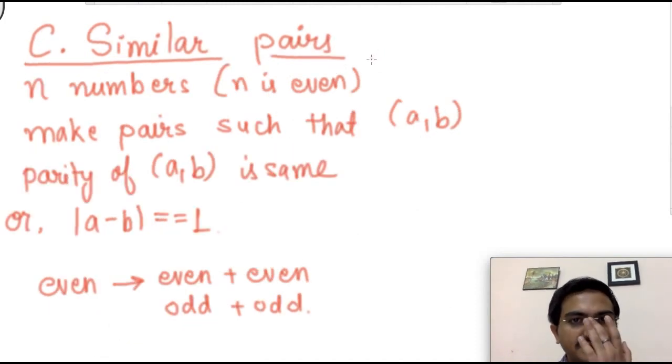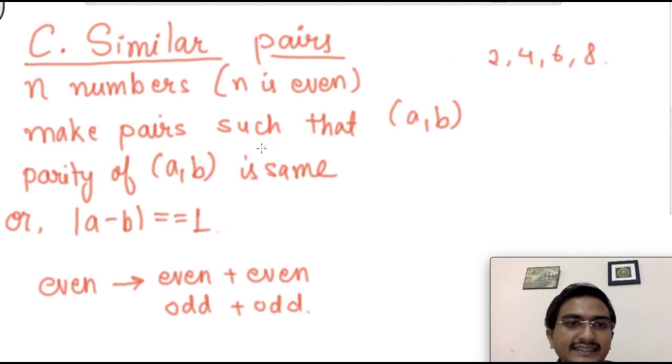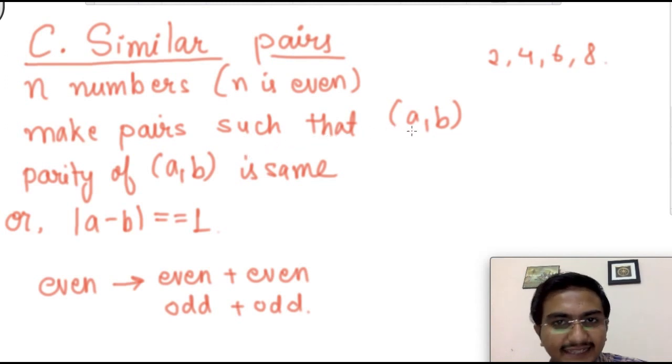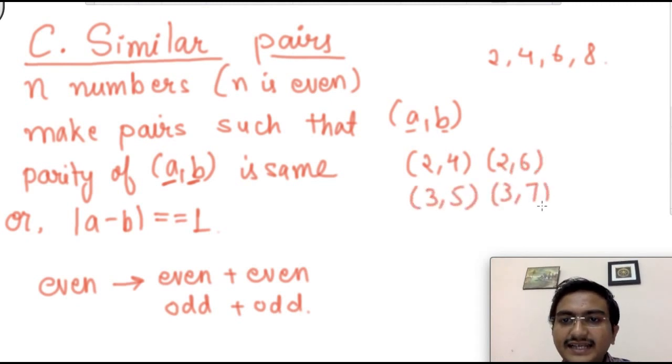So in this question, we were given that you have n numbers and n is even, okay, means n can be 2, 4, 6, 8 or anything, right? And then we have to make pairs of numbers a, b such that in each pair, either the parity of a and b are both the same, so the numbers are something like 2, 4, 2, 6, or 3, 5, 3, 7, so either both of them are odd or both of them are even, right? Or the difference between them is equal to 1, right?